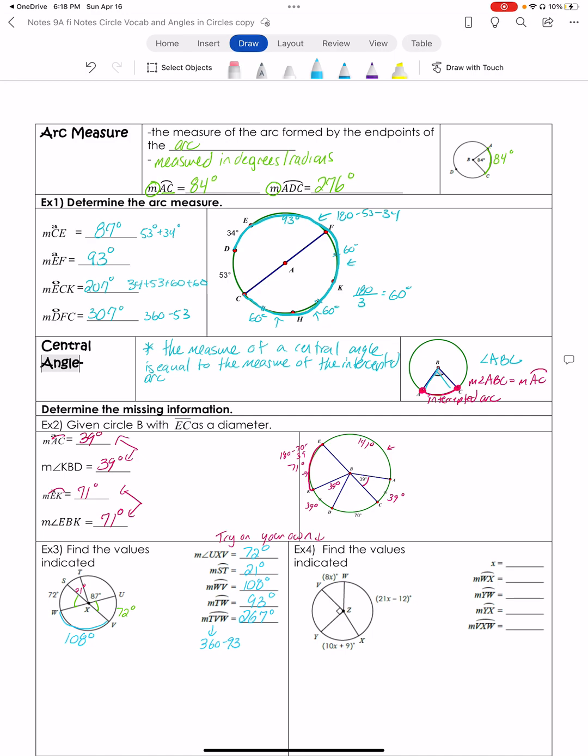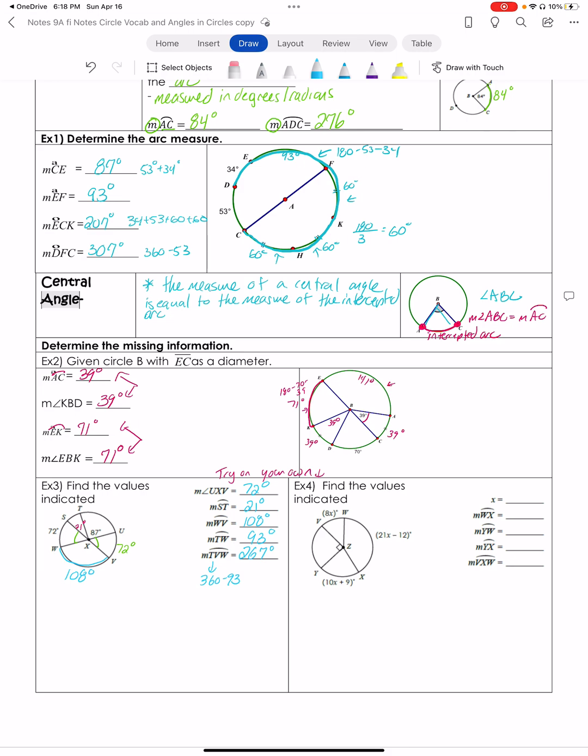Then we'll just do a little algebra problem here. So we know that this is 90. If this is 90, I know that all of these angles add to 360. So look for things like vertical angles, but in this case, the whole circle is 360. So it's going to be 8x plus 10x plus 9 plus 21x minus 12 plus 90 is equal to 360.